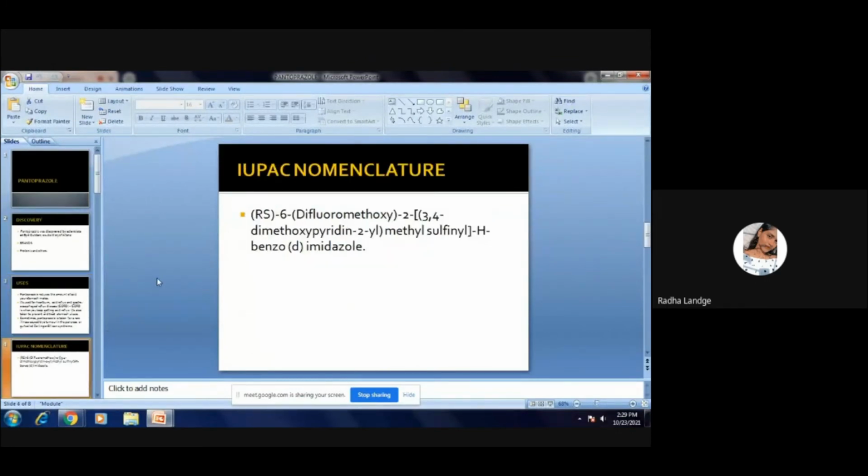Its IUPAC nomenclature is RS-6-(difluoromethoxy)-2-[(3,4-dimethoxypyridin-2-yl)methylsulfinyl]-1H-benzimidazole.